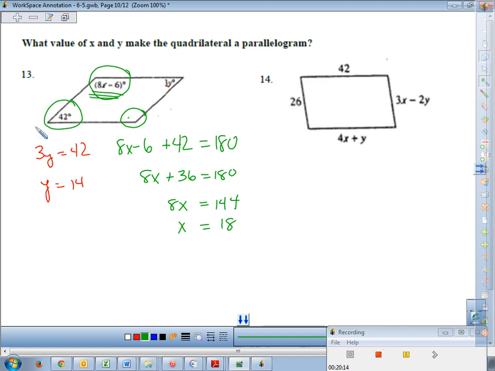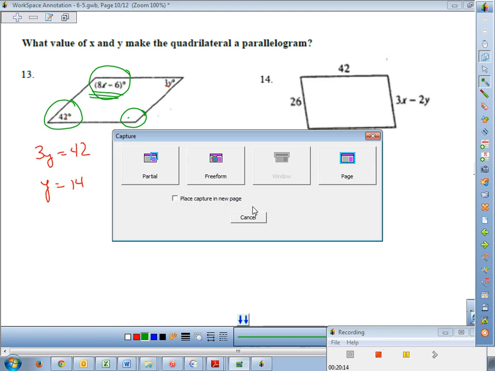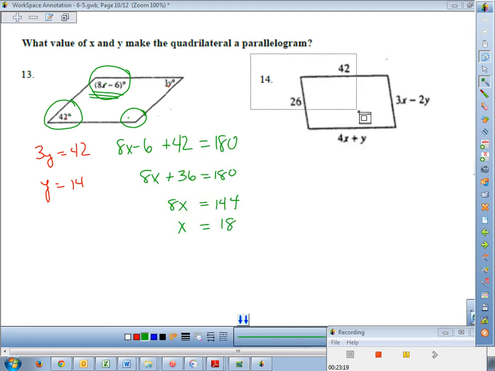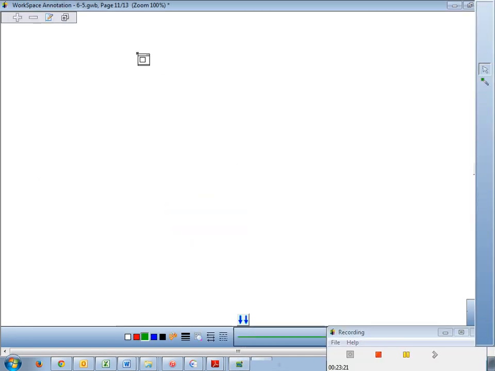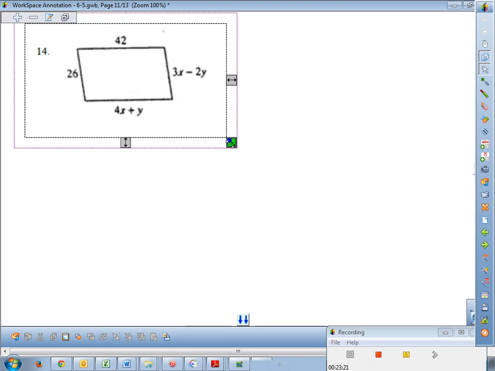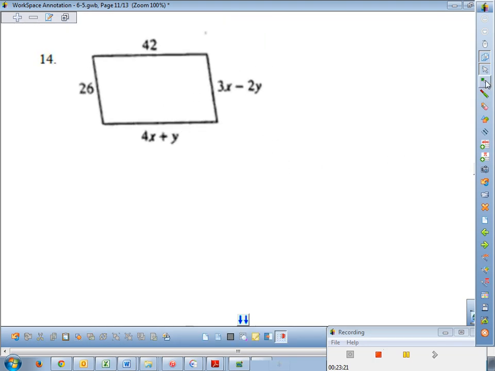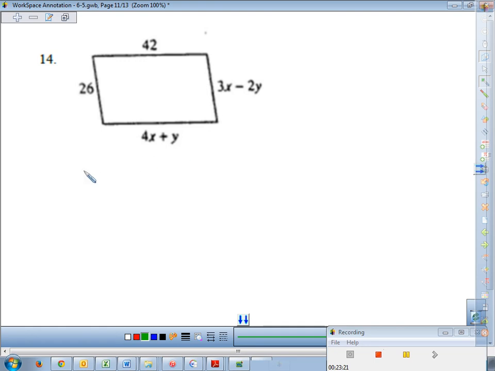Sides? What do we know? If this is supposed to be a parallelogram, opposite sides should be equal. So help me out. Give me an equation. Let me put this in a new window here. What do you want to say? 42 equals 4x plus y. I'm going to write it like this instead: 4x plus y equals 42. Is everyone cool with that? Should that happen? Yes or no?